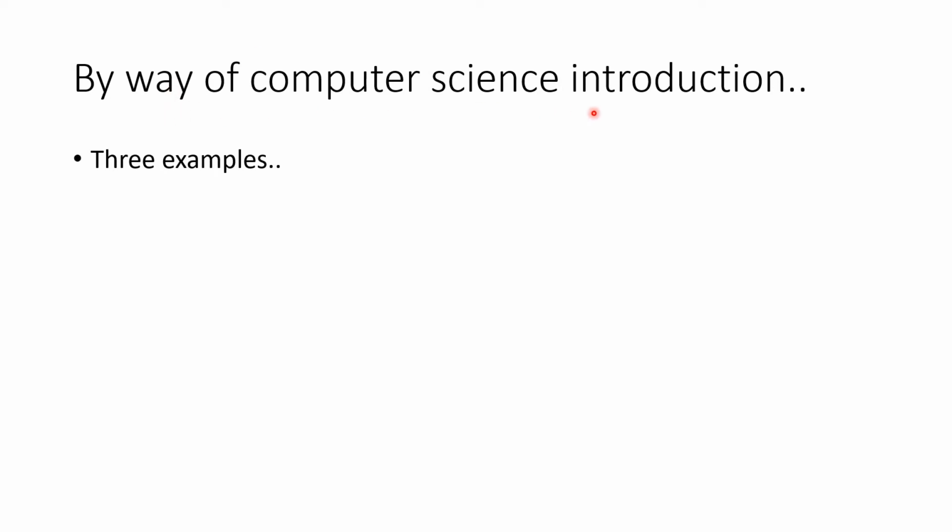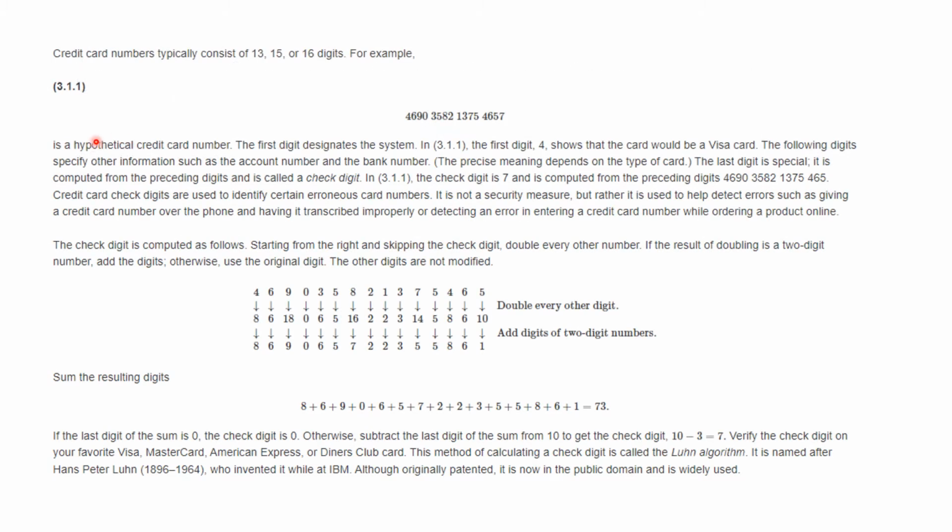By way of introduction to this topic and by way of computer science introduction, we'll talk about 3 examples. First example involves credit card checking to see if there were input errors.